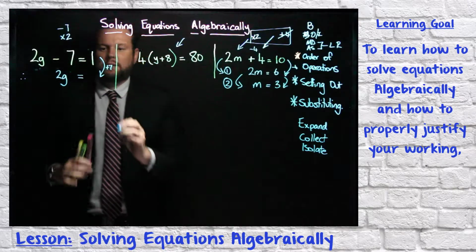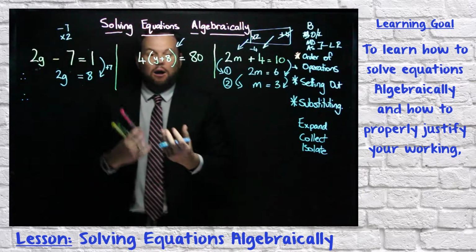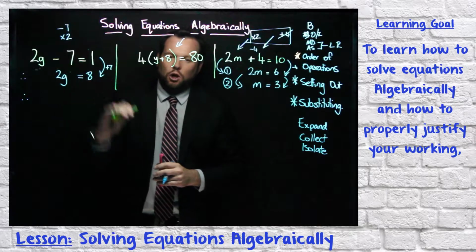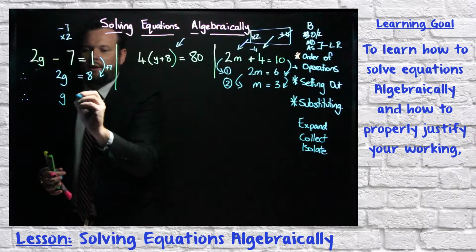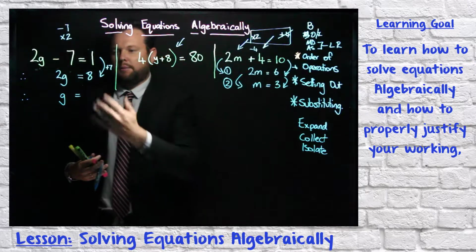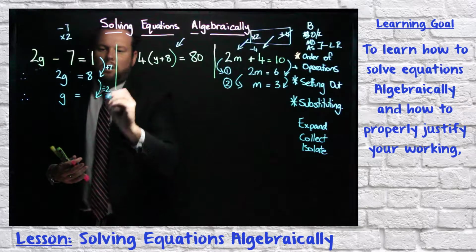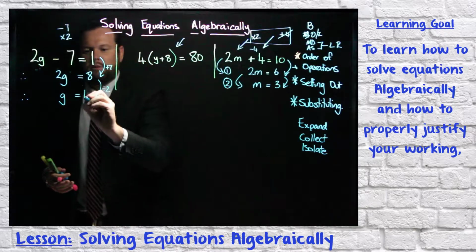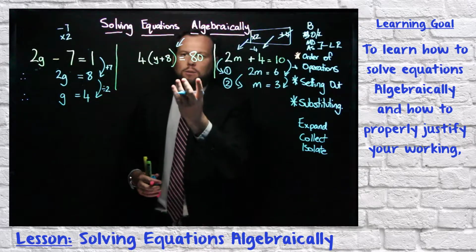So 1 plus 7 gives me 8, all right? And now I'm left with one step. So it's times by 2, so I'm going to have to divide by 2. When I divide by 2 on the left-hand side, I get rid of the 2, okay? And obviously I need to divide by 2 on the right-hand side as well, okay? So G equals 4. Now, let's have a look at the middle one here.